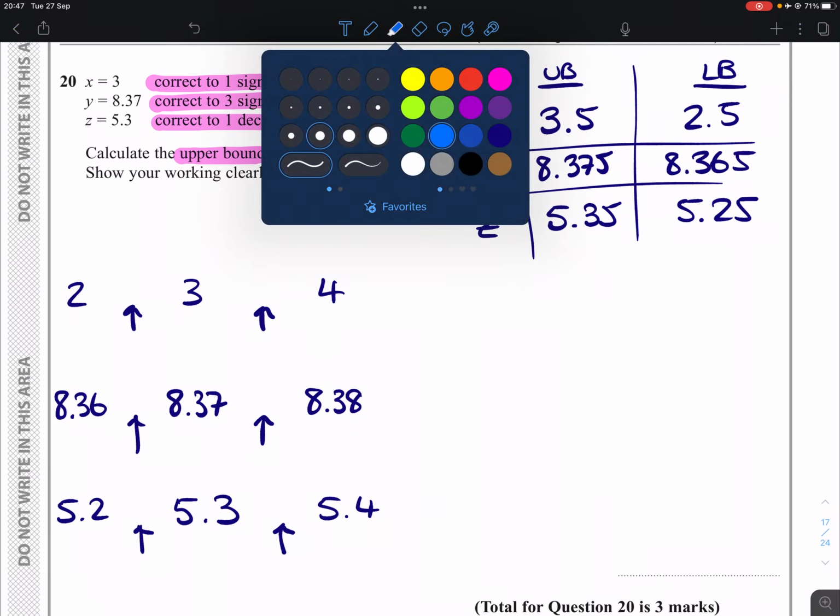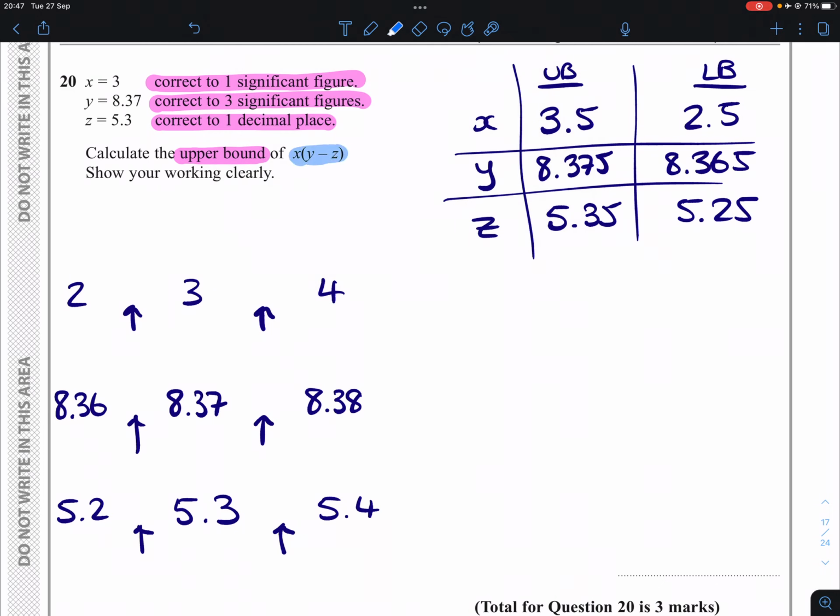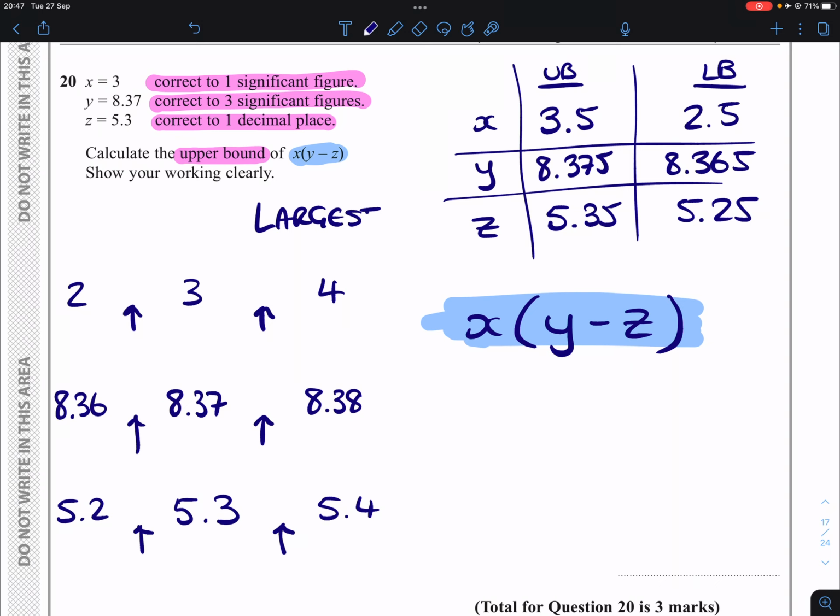Now, the formula we're interested in is x bracket y minus z, and we are looking for the upper bound of it. So we're looking for the largest possible answer for this expression when we substitute either the upper or lower bound of each of the numbers. If you're not sure which upper or lower bounds to substitute in, then basically sub in every single possible combination.